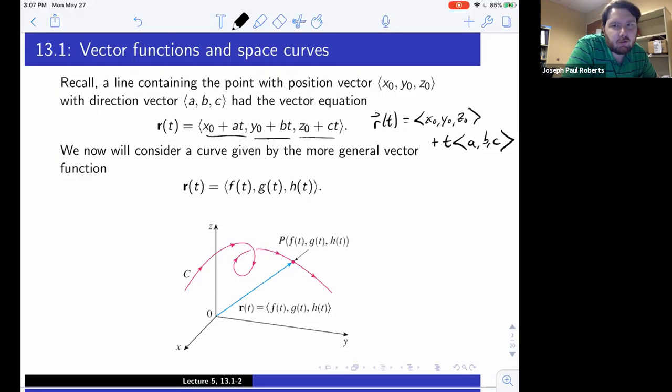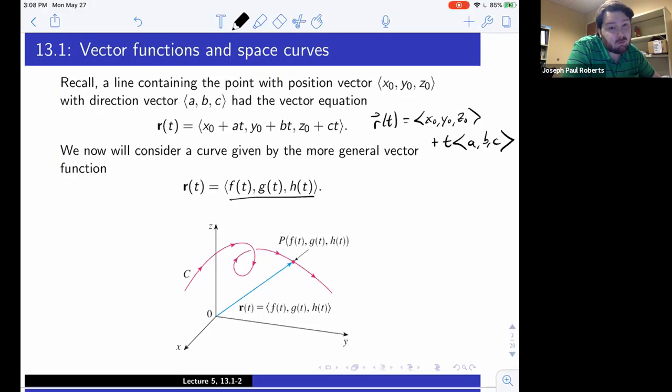And so yeah, basically these component functions for our line are just linear functions, right? As far as t is concerned, x naught plus at, x naught is some number, a is some number, so t is our variable, and that's how our line equations worked. And so to trace out a curve, we're just going to have slightly more general component functions.